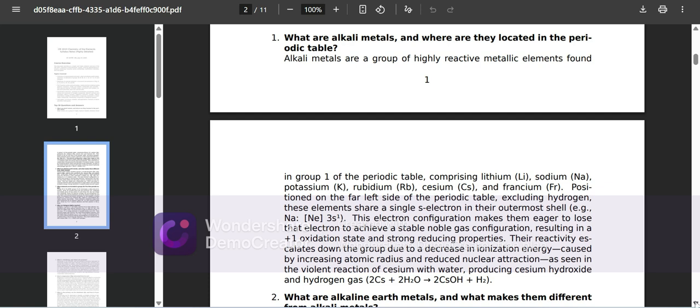Their reactivity increases down the group due to a decrease in ionization energy caused by increasing atomic radius and reduced nuclear attraction, as seen in the violent reaction of cesium with water, producing cesium hydroxide and hydrogen gas. 2 Cs + 2 H2O = 2 CsOH + H2.